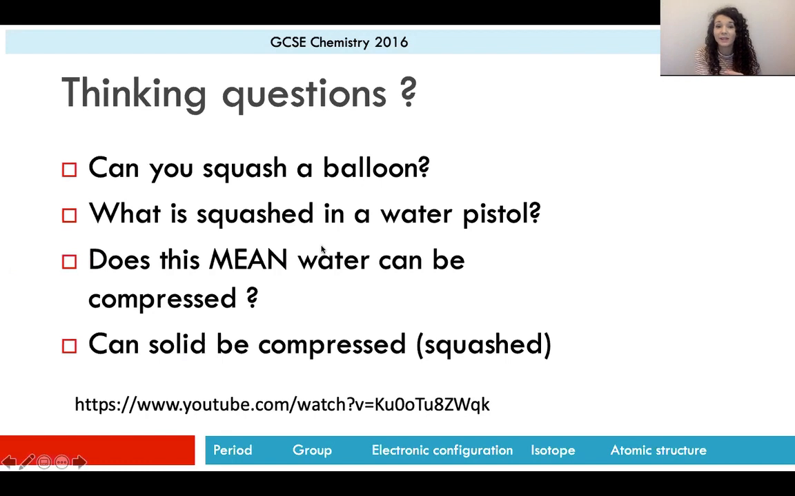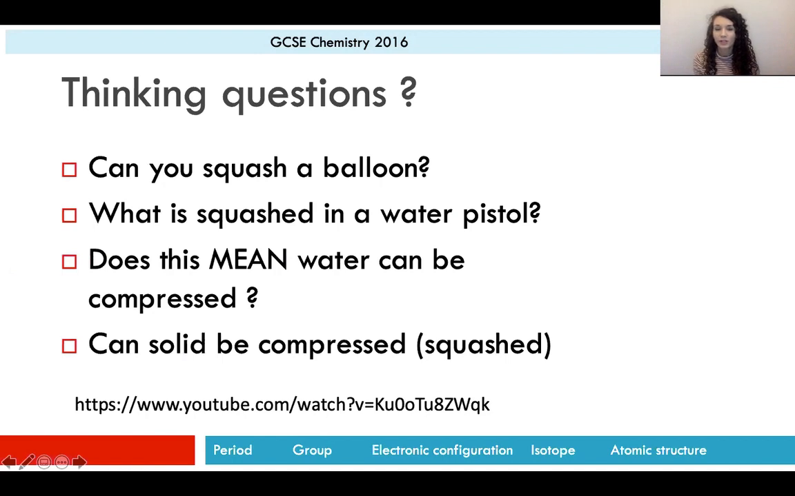So does this mean that water can be compressed? Well, if you think what happens when you do squeeze a water pistol, there's pressure inside it, which means that the water squirts out. So actually you can't really compress that. That's why the water will squirt out of it.